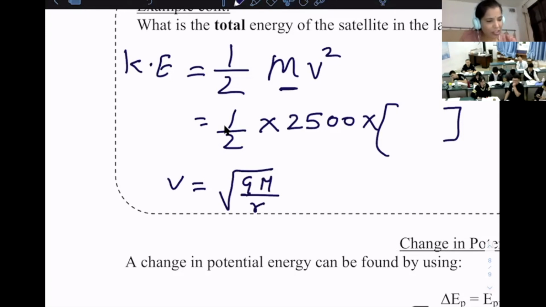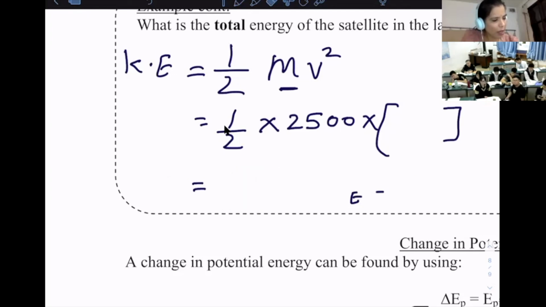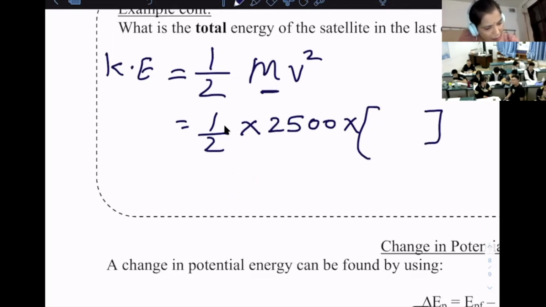So here my question is, will you consider the orbital velocity or will you consider the escape velocity? Orbital velocity. No, escape velocity. Okay. So instead of plugging in the numbers, you can write GM over what? Because it is the square, you don't need the square root sign. GM over? Give me the V value, please.